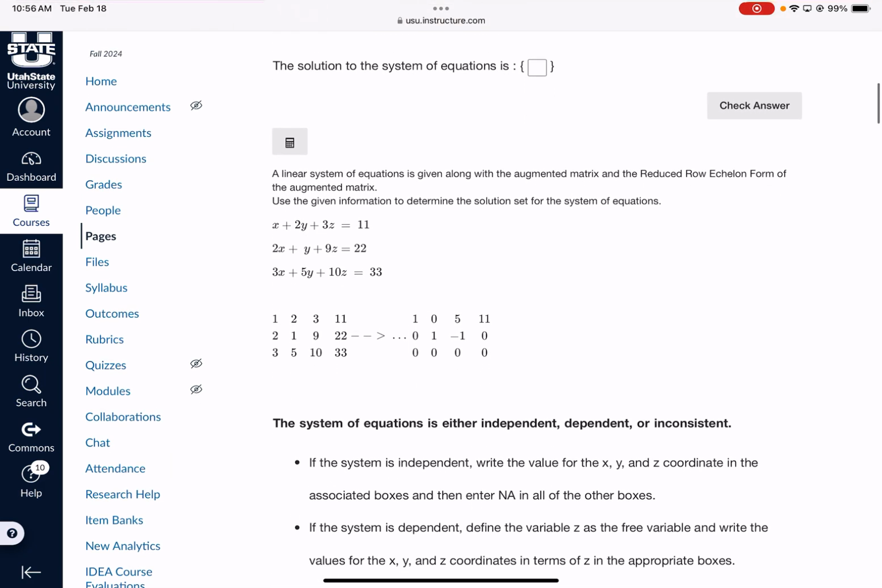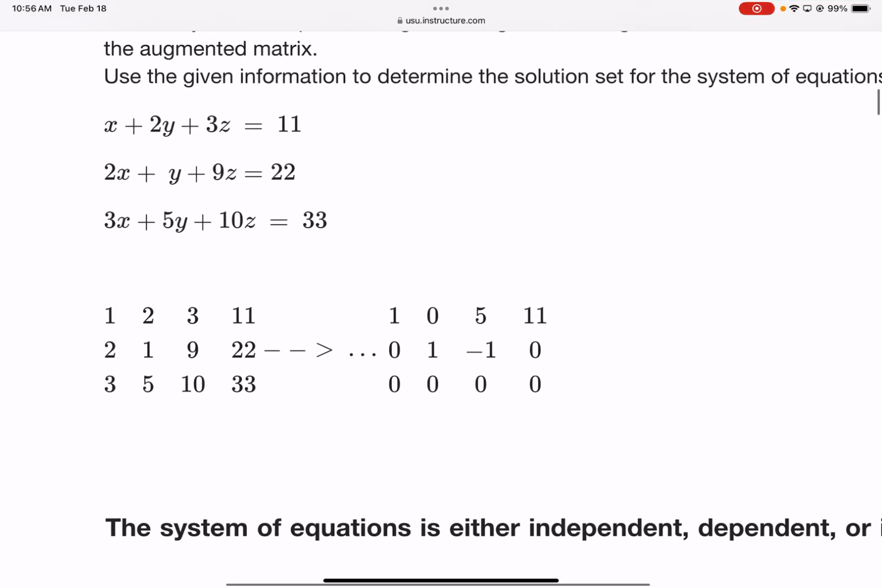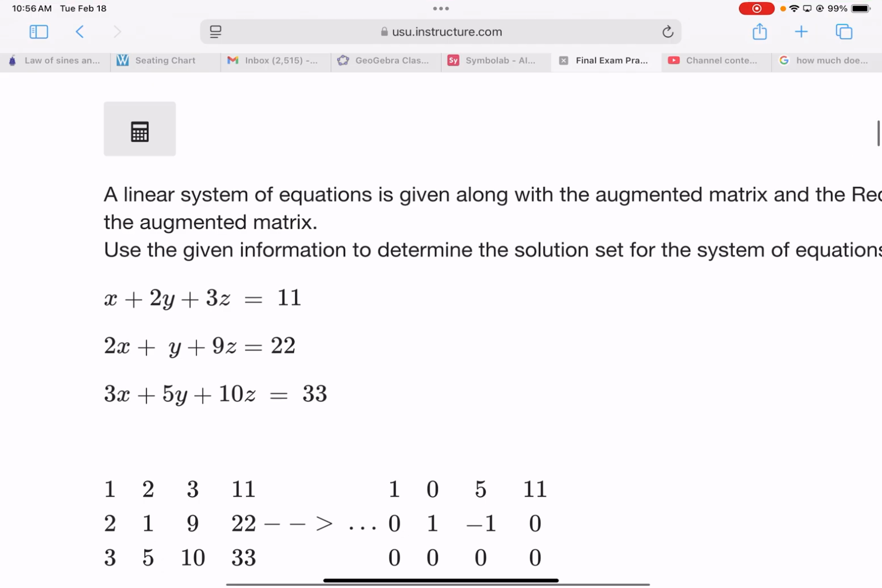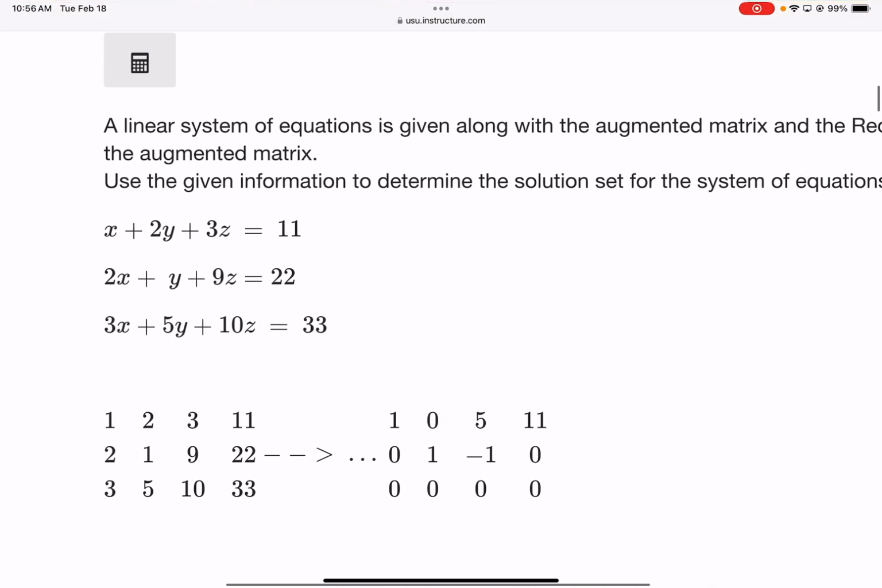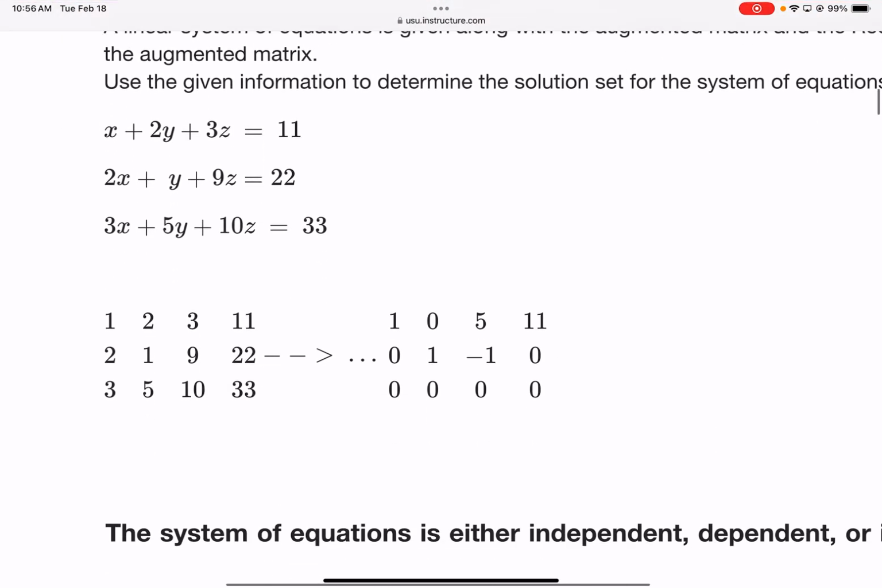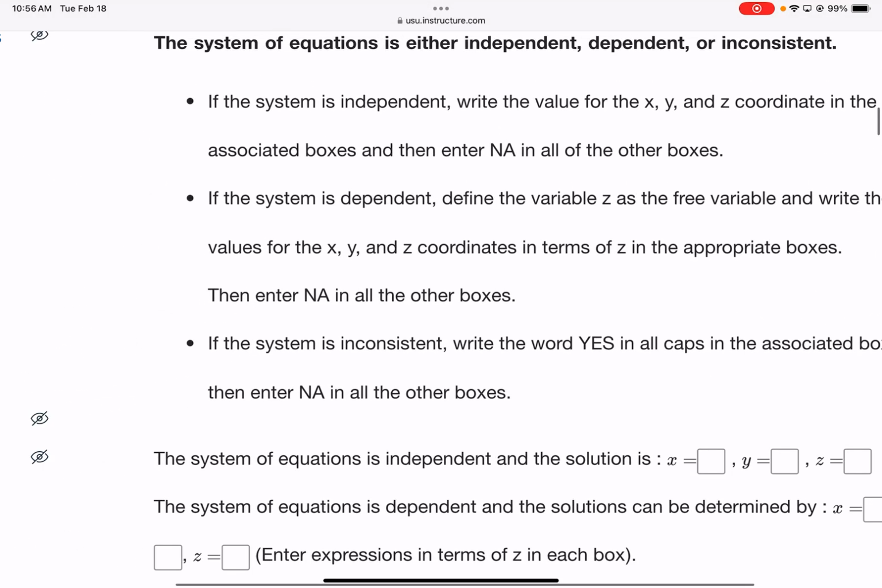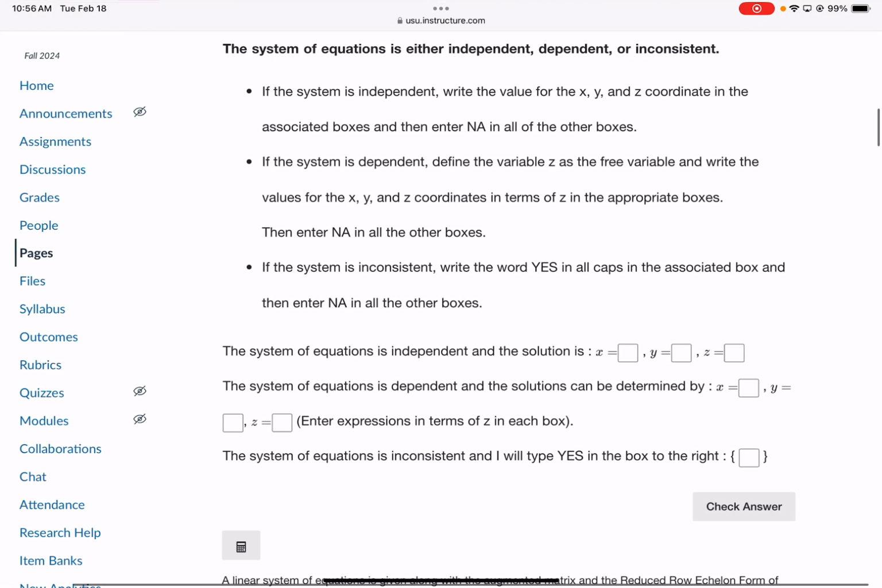It looks like this. So it reduced it for you. This is the same. This is number 2. It reduced it for you, and it has down here like 7 pages of how to fill it out.